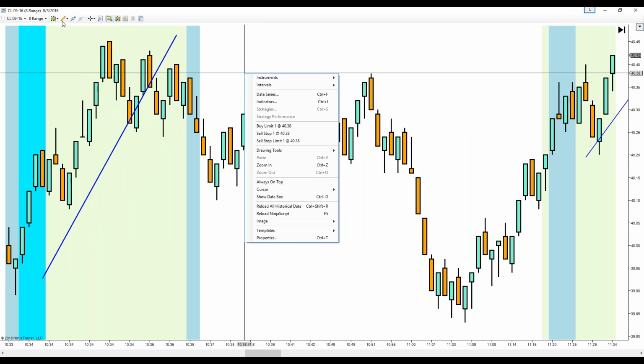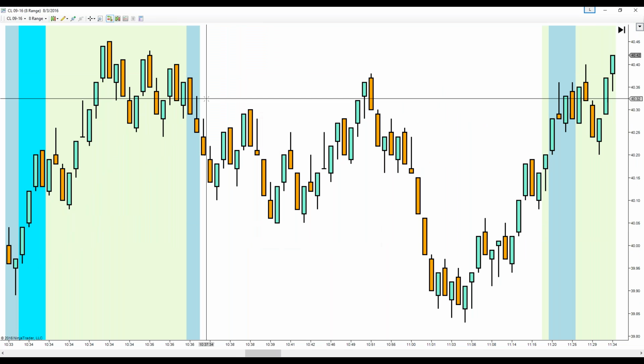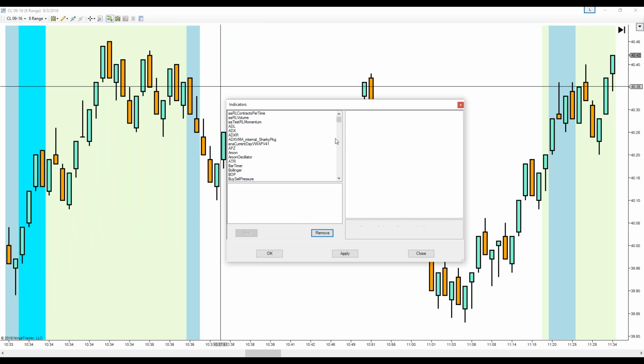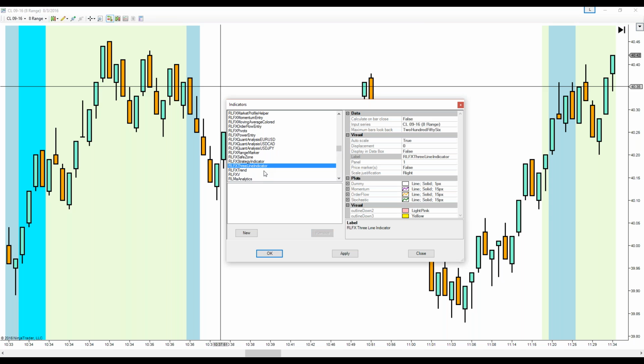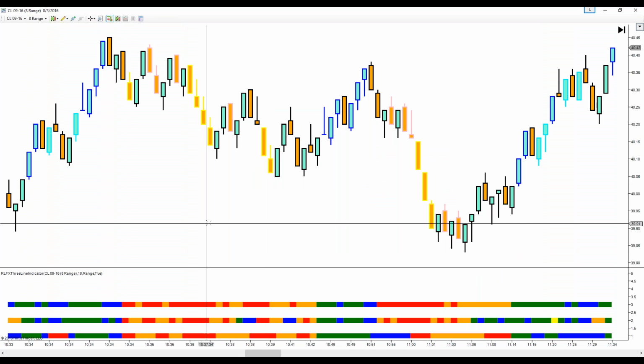Now let me remove the drawing objects, and we're going to go to the last indicator. The last indicator is what's called a 3-line indicator. And essentially, we've pretty much removed all the lines. And all we do right now with the 3-line, well, for some reason, they're coming up.